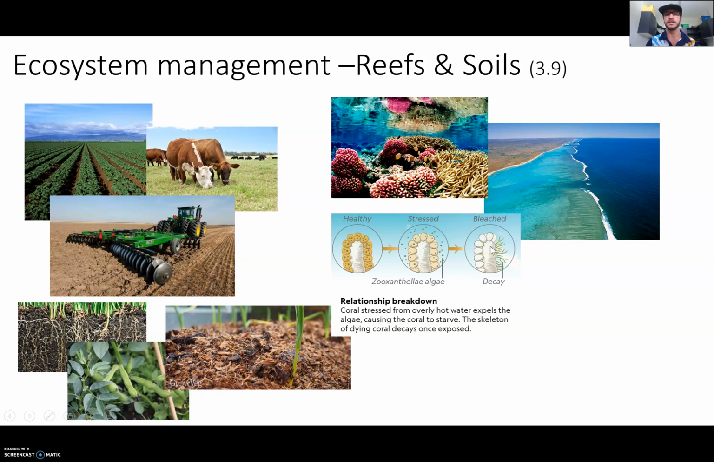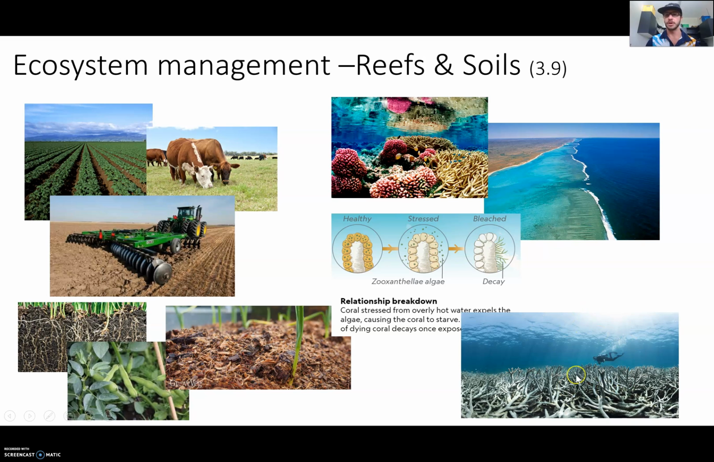However, they are under significant stress due to rising temperatures and increased acidity of the ocean. We've spoken about this mutualistic relationship that occurs, so I won't go into it again now. But the zooxanthellae algae are rejected from the coral in high temperatures. This causes the coral to die, leaving the coral bleached.